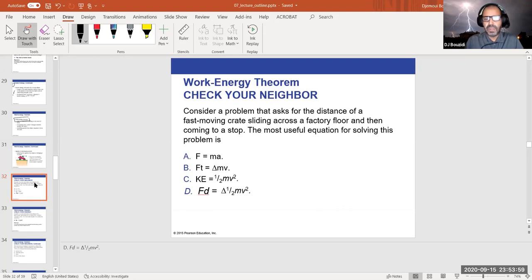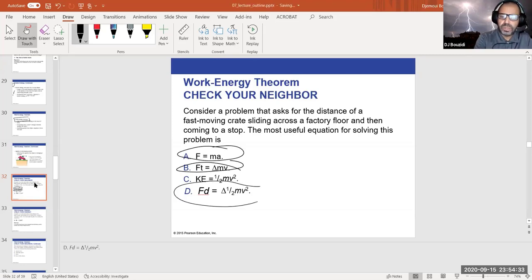Okay, and here it's telling you, consider a problem that asks for the distance of an object, a fast-moving crate sliding across a factory floor and then coming to a stop. The most useful equation for solving this problem is not F equals ma, by the way. Okay? It's not the impulse momentum theorem, too. And of course, the kinetic energy by itself is not a theorem. It's just the definition of the kinetic energy. So technically, it's one of these three. Either this one, or this one, or this one, okay? By the way, any one of these three can solve the problem.